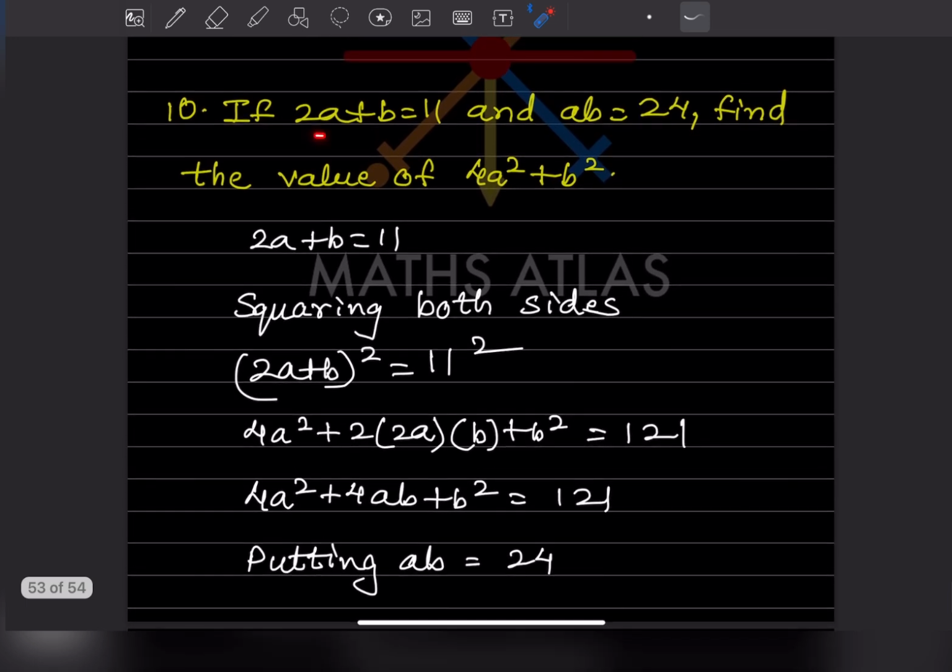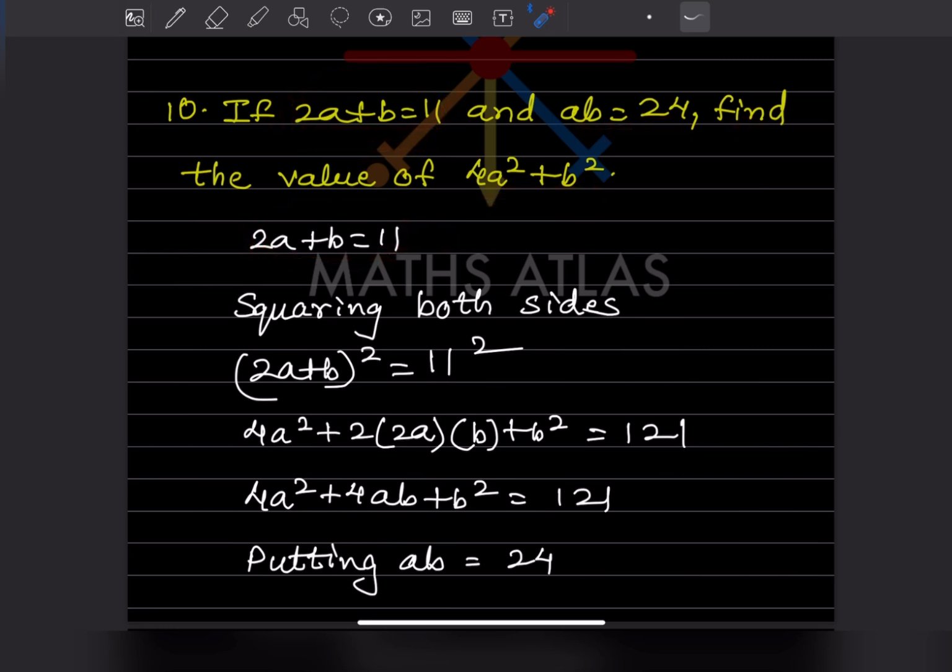Now look at this part. If 2a plus b is equal to 11 and ab is equal to 24, then you have to find the value of 4a square plus b square. By looking at this, you don't have to panic. Now look here: 2a plus b is equal to 11. We'll start from this part, whatever the if part is given.